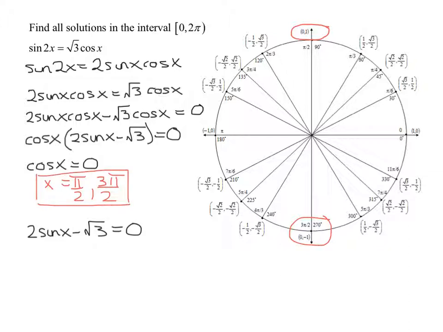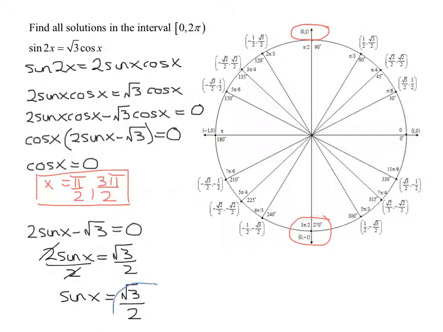And now on the second part, we're going to have to solve this simple linear equation here. So I'm going to add the square root of 3 to both sides, divide both sides by 2, and I get the sine of x equals the square root of 3 over 2. And remember, the sine of x is the y-coordinate on the unit circle. So we need to find places where the y-coordinate is equal to the square root of 3 over 2.